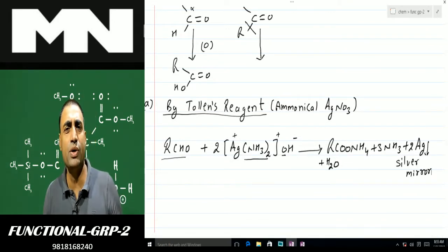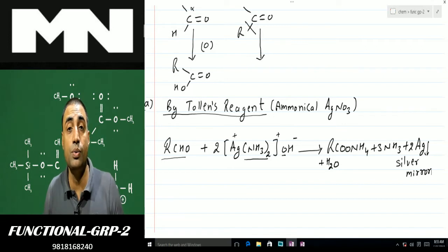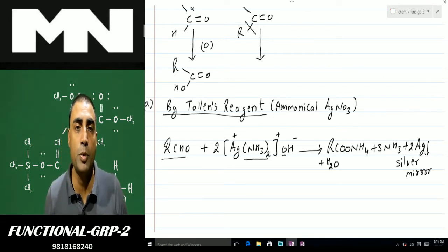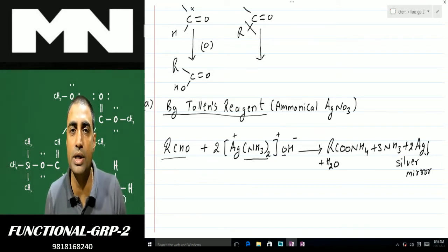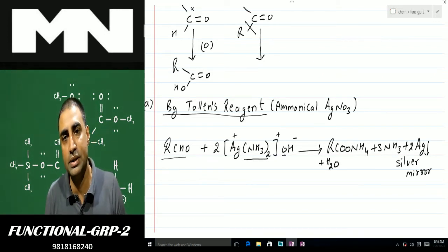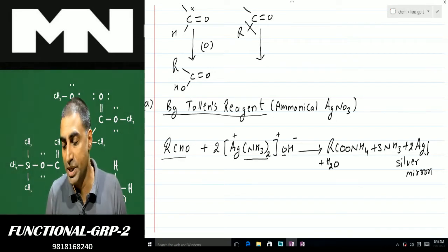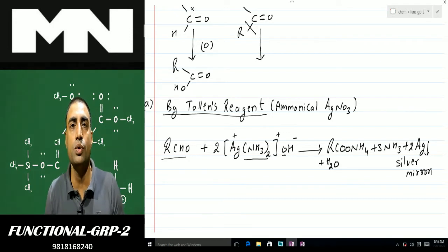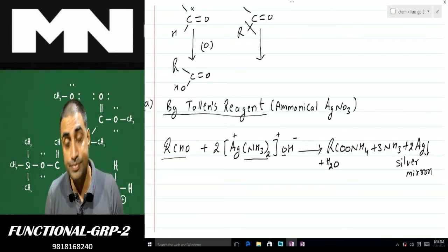Now again, if a question is given to you, there is a compound with molecular formula CxHyO. It gives a positive DNP test. Positive DNP means it can be either an aldehyde or a ketone, not an alcohol or an ether. And it gives a positive silver mirror test. That means it is an aldehyde, not a ketone. So this is how you can conclude whether it is an aldehyde or a ketone.